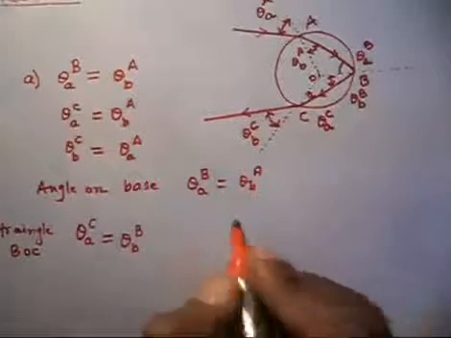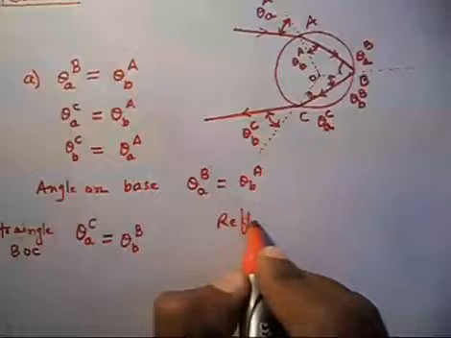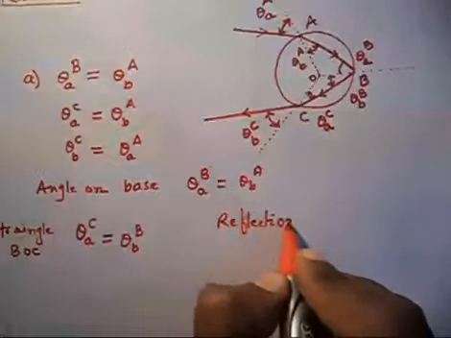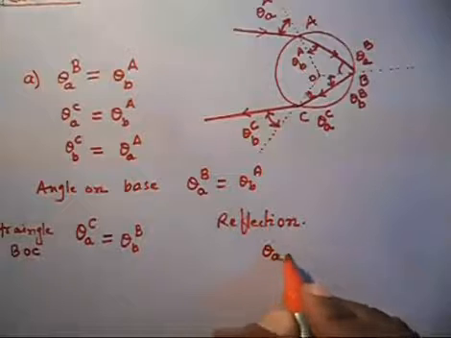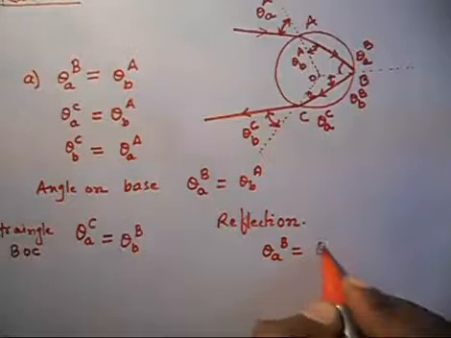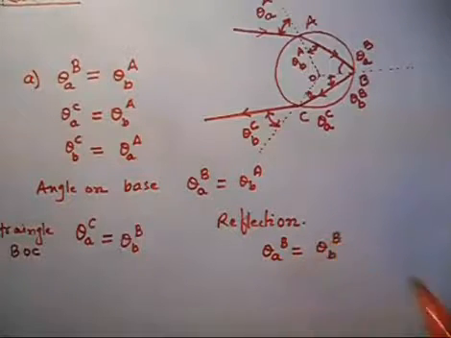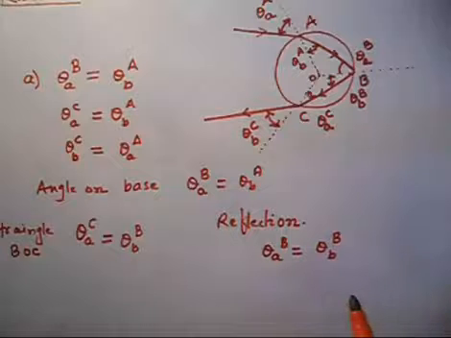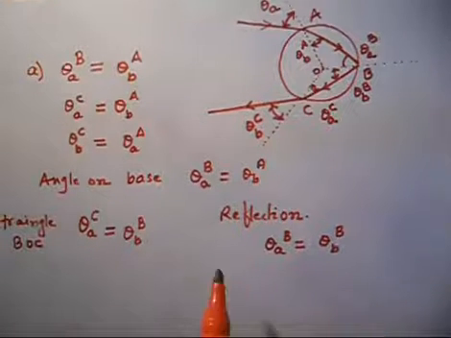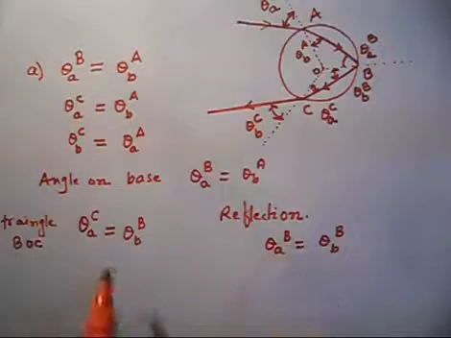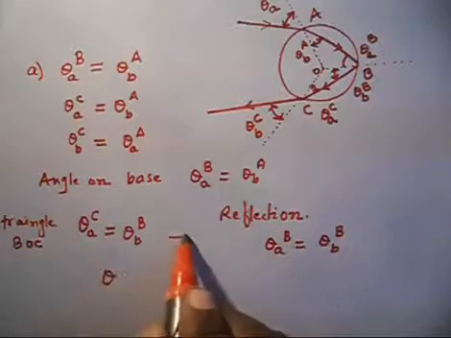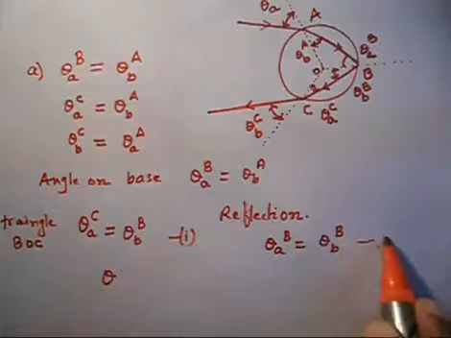Now if I apply the property of reflection, the reflection says angles should be equal, so theta A at B is the same as theta B at B, because this is a reflection, and at reflection the angles should be equal. So this means theta B at B is the same as theta A at B. Let us say this is equation 1, and this is equation 2.